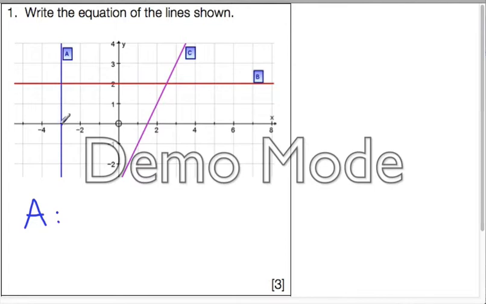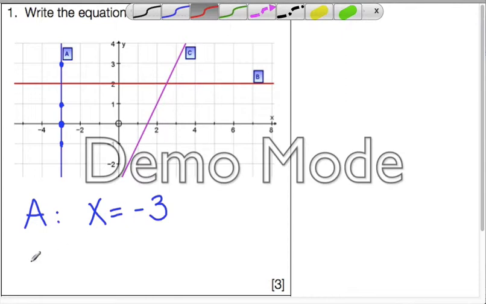And if you noticed, we talked about it when Miss Flynn was here, all of these points on line A have the x-coordinate -3, and the y-coordinates change. And that should be the hint that all vertical lines should have an equation, x equals the number, -3.